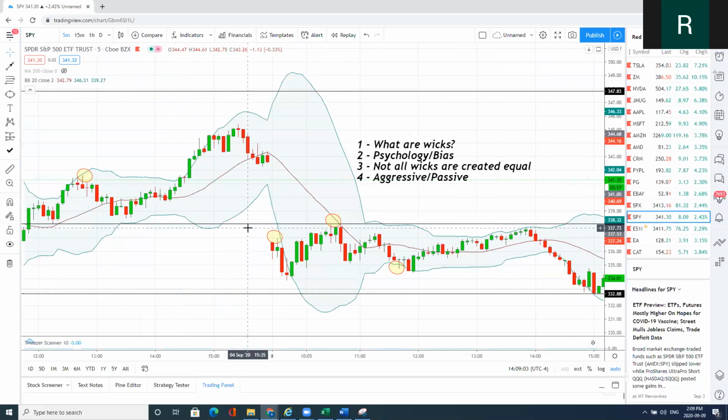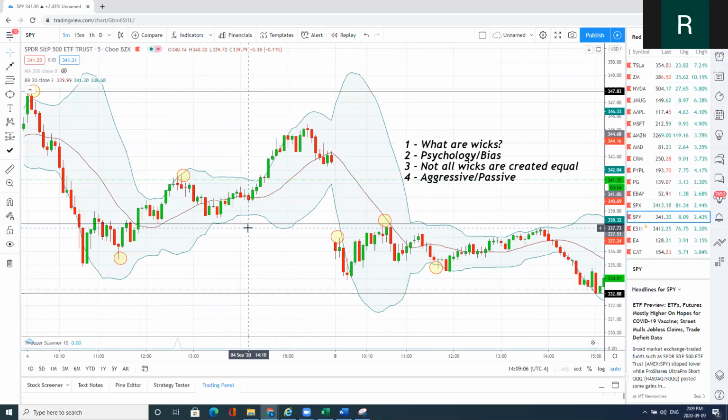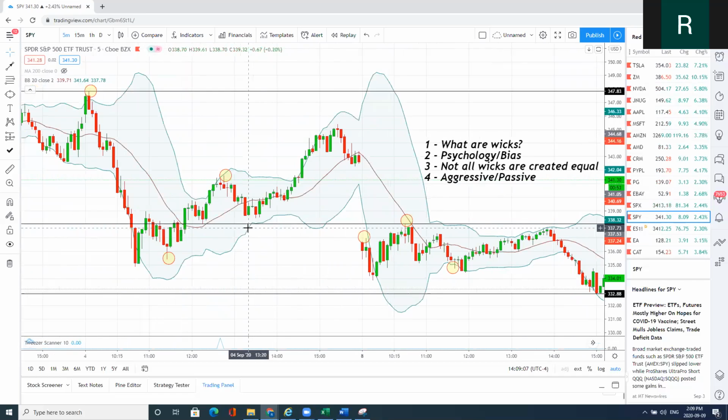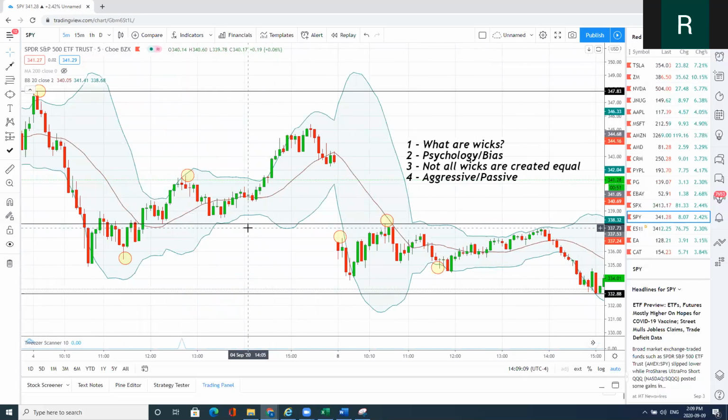So that's wicks in a nutshell. To recap again, wicks are important because they represent one side being trapped. One side tried to buy the breakout and they're getting shut down. You need to combine the wicks with another factor, whether it's Fibonacci or Bollinger Bands or high or low of the day, support and resistance, to make it really work. And at the end of the day, there's two ways to enter into wicks, either taking the candle itself or getting a better entry near the 50% retracement of that candle.